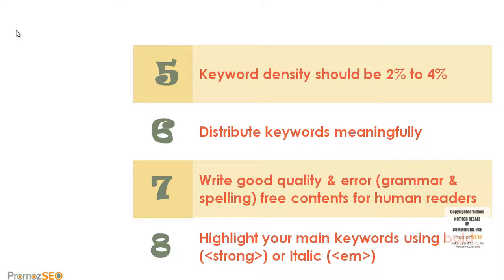Highlight your main keywords using bold with strong and italic with em. This is again another important thing. It is not a very powerful thing for optimization or for ranking, but still we use it to highlight our keywords for SEO. If you want to highlight any keyword for optimization purposes, then you should use strong for bold and em for italic.